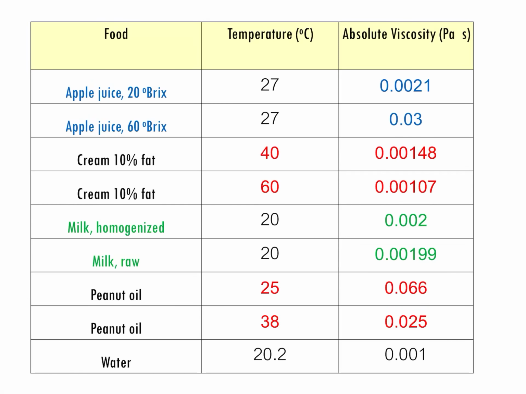In this table, look at the peanut oil. When we measure at 25 degrees Celsius, we got one number for the absolute viscosity. But when we measure at 38 degrees Celsius, the number is changed. So when we measure the viscosity, we have to be concerned about the temperature at the measuring condition as well.